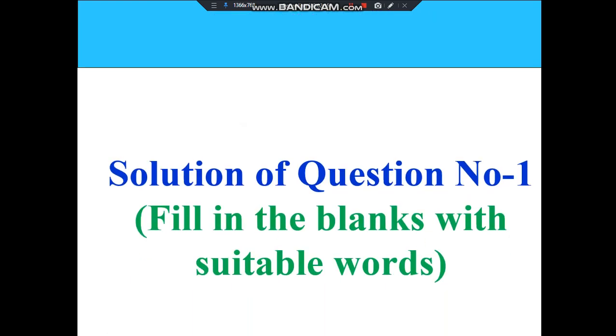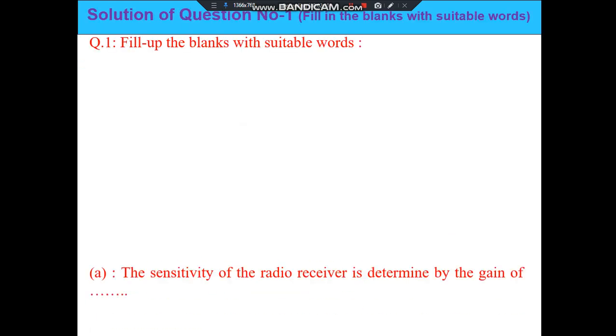Here is question number 10. Here are also parts.